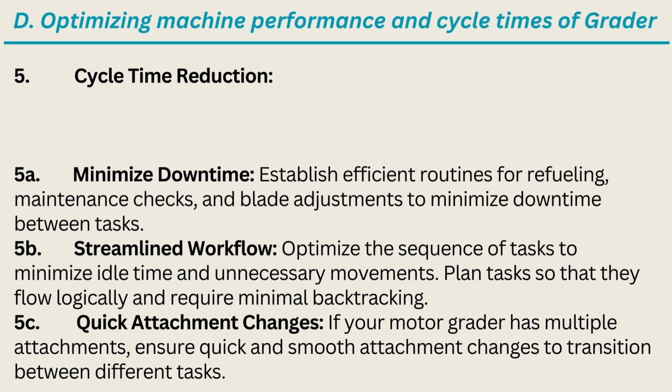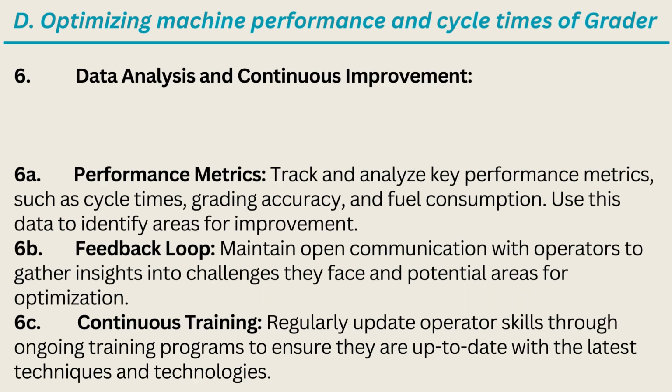5C. Quick attachment changes. If your motor grader has multiple attachments, ensure quick and smooth attachment changes to transition between different tasks. 6. Data analysis and continuous improvement. 6A. Performance metrics. Track and analyze key performance metrics, such as cycle times, grading accuracy, and fuel consumption. Use this data to identify areas for improvement.